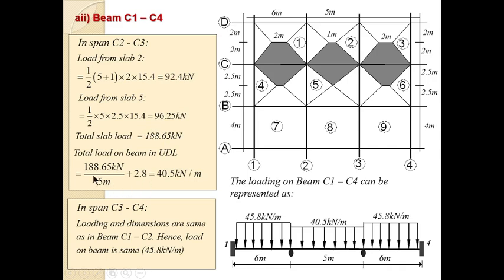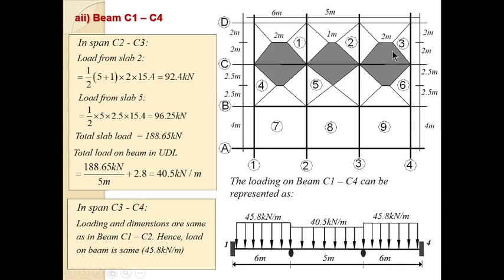188.65. To change it to a UDL, you divide the 188.65 by the 5 meter, which is the length of the beam, and then add the self weight of the slab. Everything gives you 40.45.